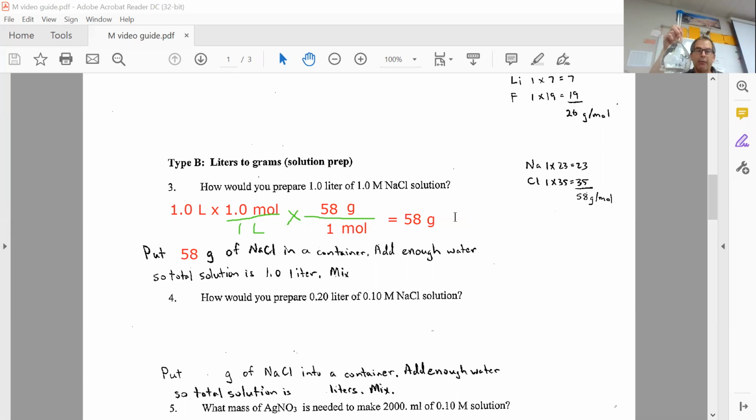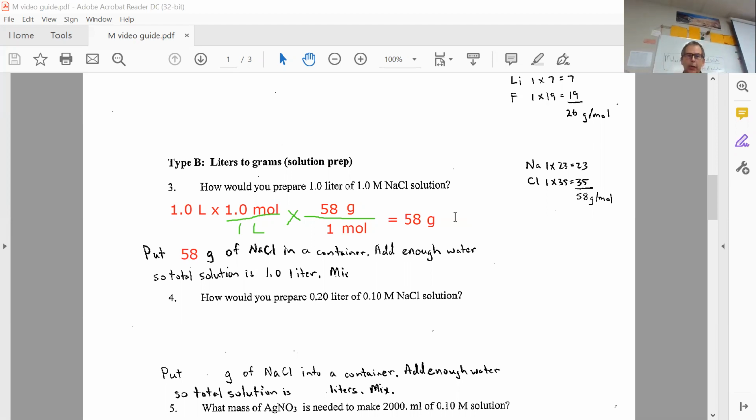And it says add enough water to equal 1 liter of solution. So notice I'm not going to add 1 liter of water because that's going to over exceed the amount. I'm going to add enough water to reach 1 liter, and then I'm going to mix it around. Okay, and then I have my solution. I have 1 liter of 1 molarity NaCl solution.